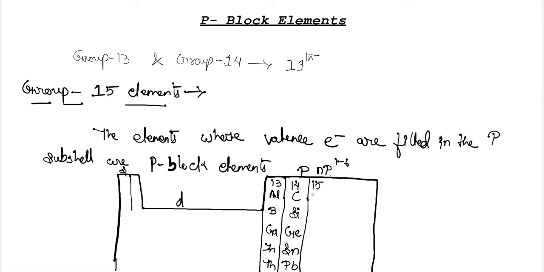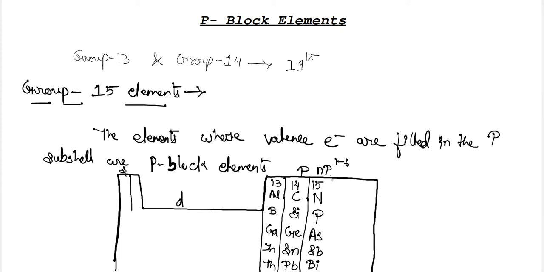Next, the mnemonic for your 15th group elements. So here the mnemonic gives nitrogen, phosphorus, arsenic, Sb that is your antimony, and Bi, that is your bismuth. So these are your 15th group elements: nitrogen, phosphorus, arsenic, antimony, bismuth.